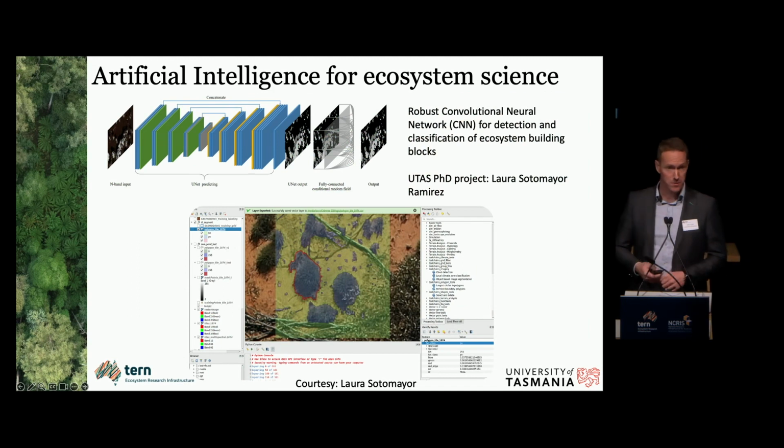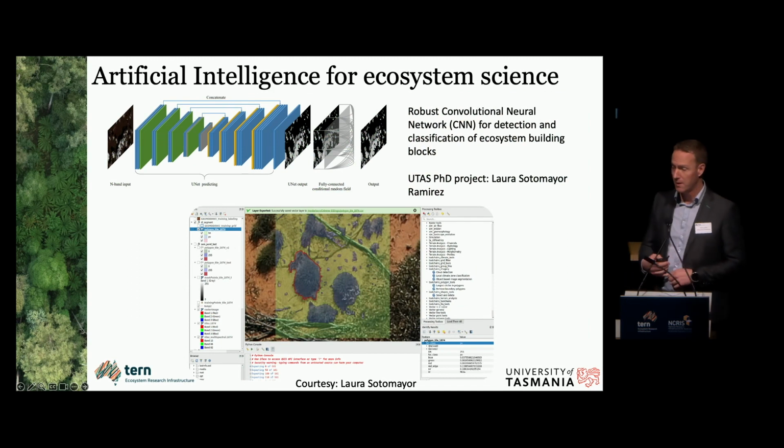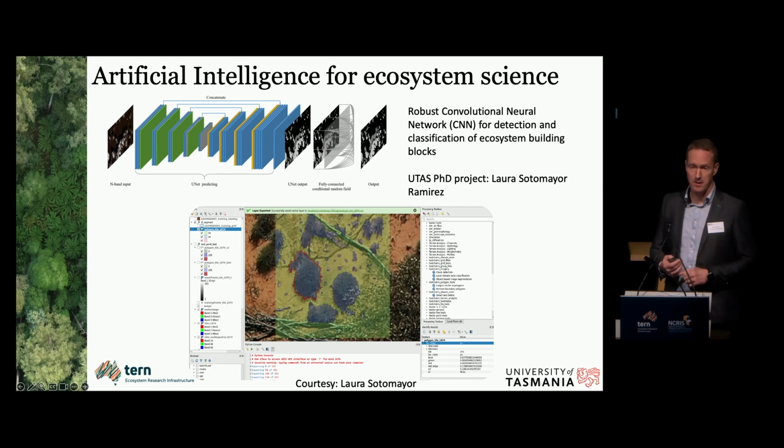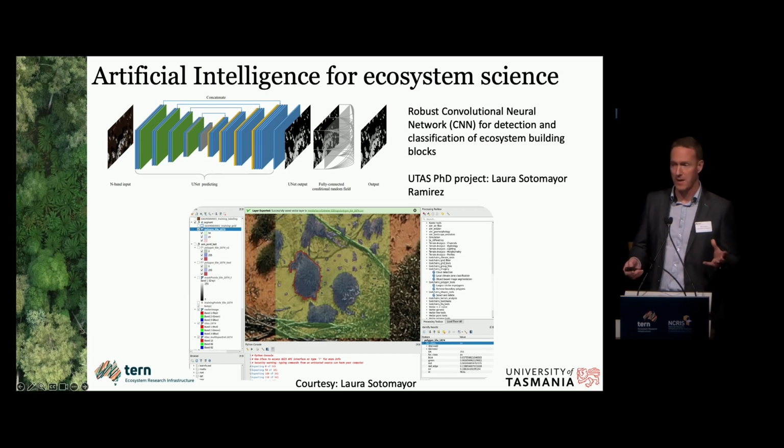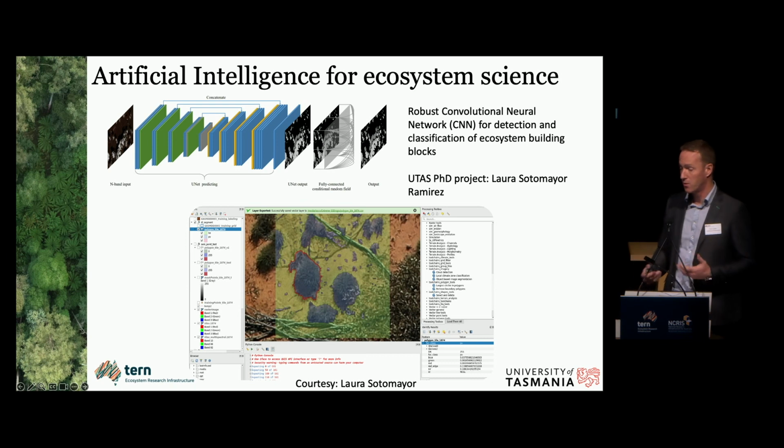Then there's Lara's work. Lara spoke this morning, focusing on AI tools and deep learning techniques, convolutional neural networks, to identify ecological building blocks from the raw data. So can we use these techniques to effectively map shrubs, photosynthetic and non-photosynthetic vegetation, and bare soil, and then produce these as spatial data layers?